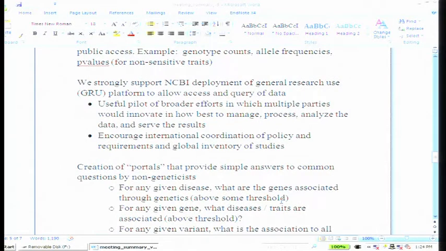Useful to think of it as a pilot of broader efforts in which multiple parties would innovate in how to best manage, process, analyze the data, and serve the results. Encourage international coordination of policy and requirements and global inventory of studies. So I sensed very strong support for what Steve and Laura were talking about. I think it's a great step, one of many we need to do, but certainly a nice one to be able to point to as something can be accomplished right away.